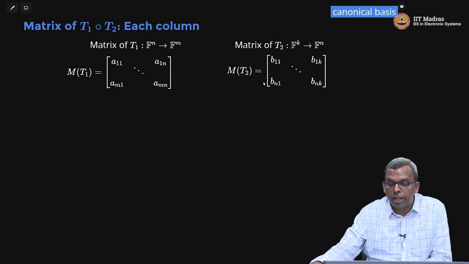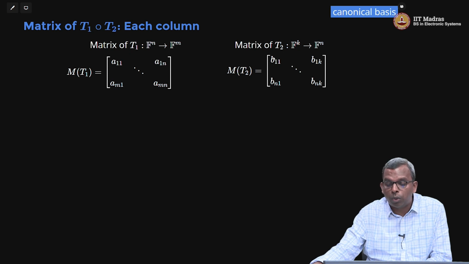If I do E1 to T2, how did I find M of T2? The first column, right? So, T2 of E1 is the first column here. T2 of E2 is the second column. T2 of Ek is the last column, right? So, that is how matrices of a linear transformation are defined. Okay. Now, T2 of E1 is the first column.